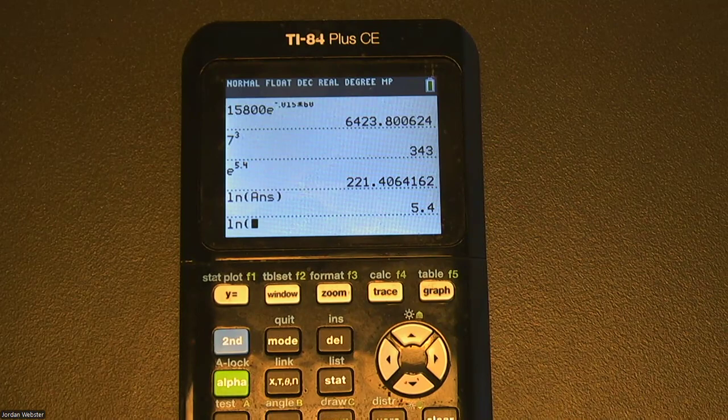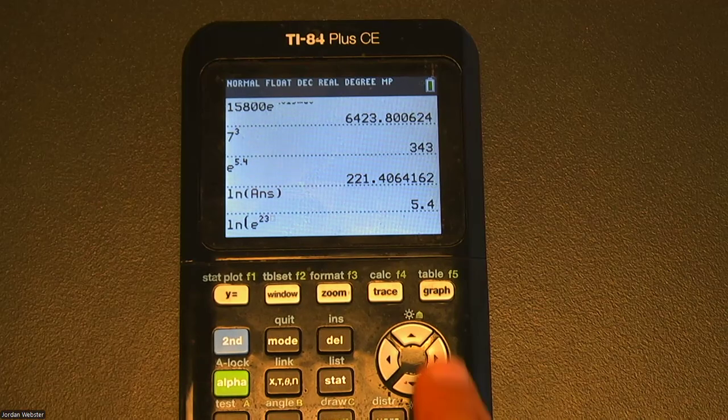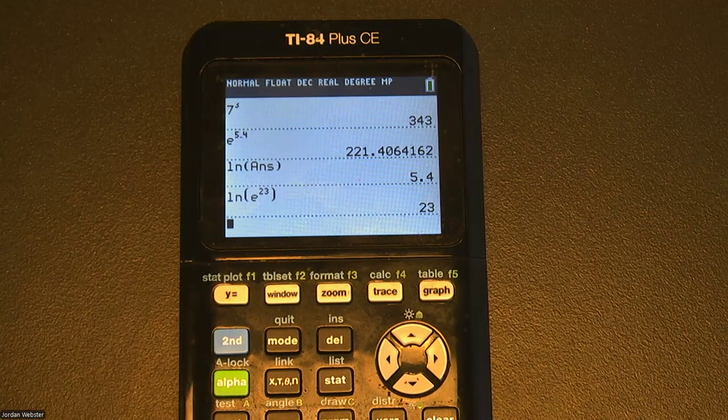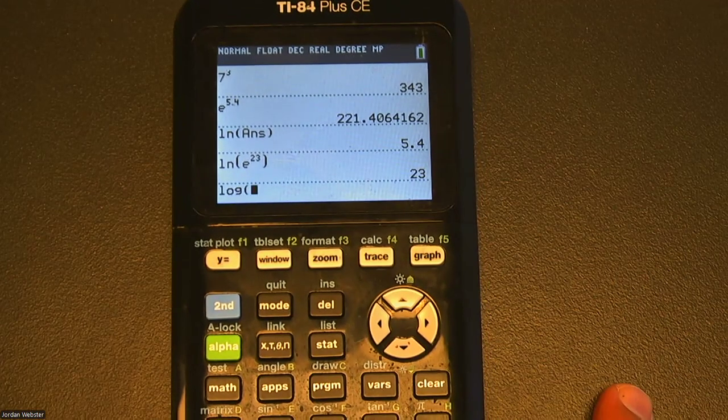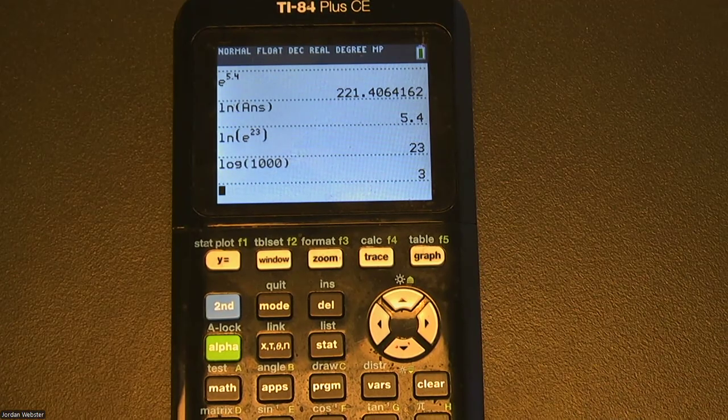Earlier, we saw that natural log of e to the 23rd was 23. We can confirm that now. Earlier, we saw that log base 10, or the common log of 1,000, was going to give me out 3. We can confirm that as well.